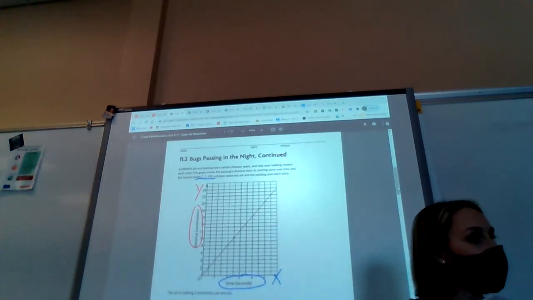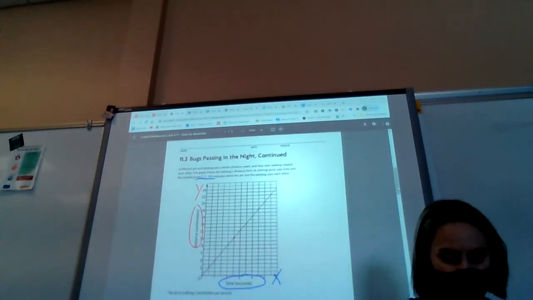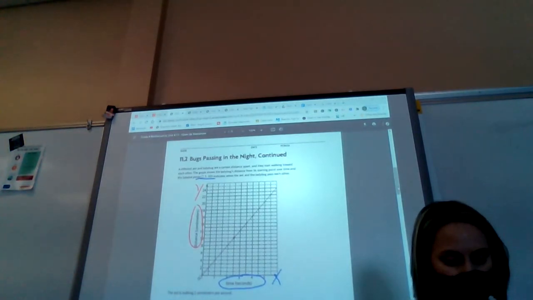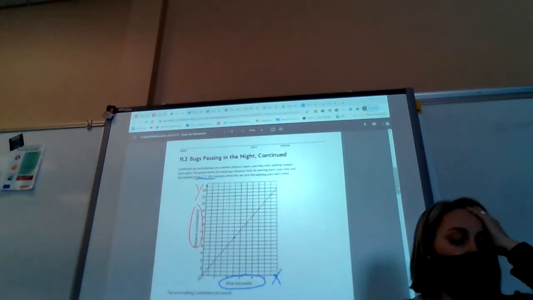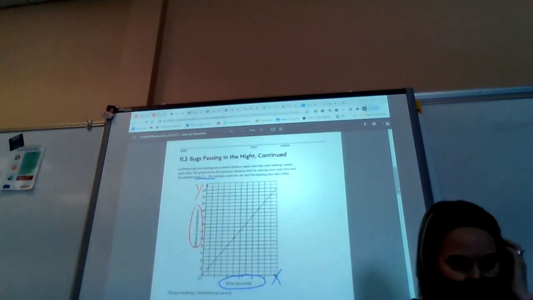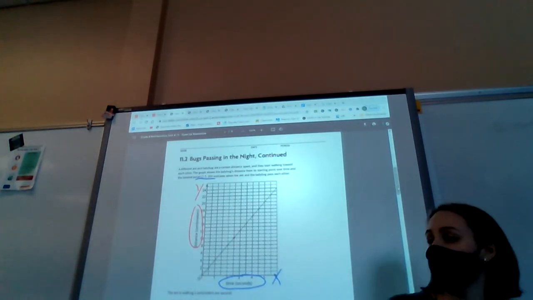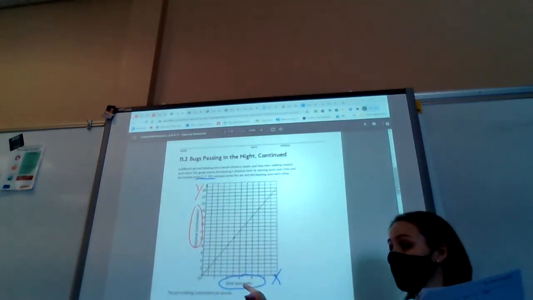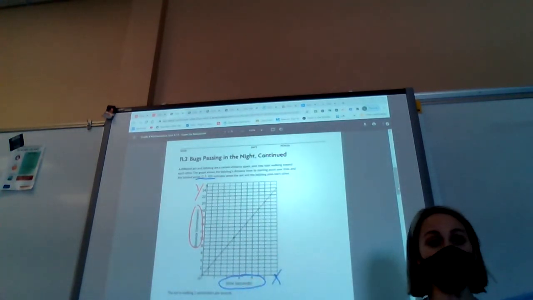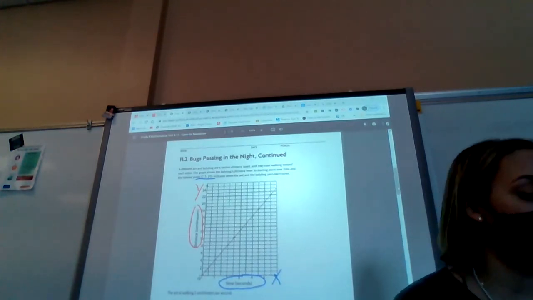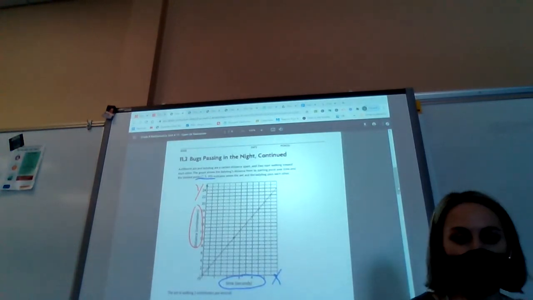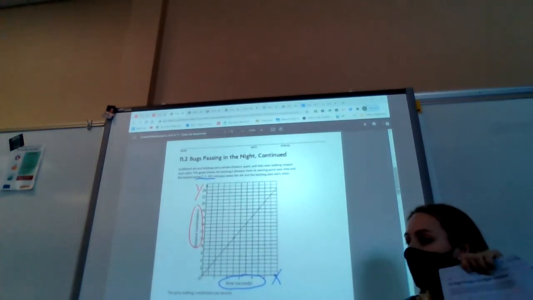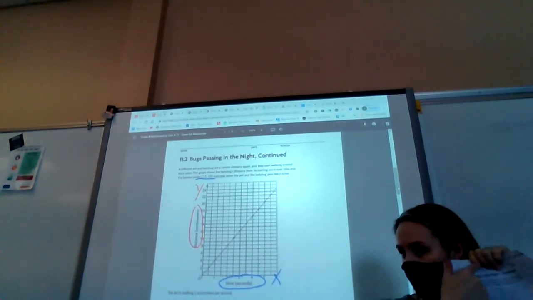Start where they crossed. 2.5 seconds. So they're walking towards each other, right? So what is that line going to look like for the ant? Is it going to go up the same way? No, it's going to go down, because they're walking toward each other. So I want you to use the 2 centimeters per second to put on the graph the ant's path.